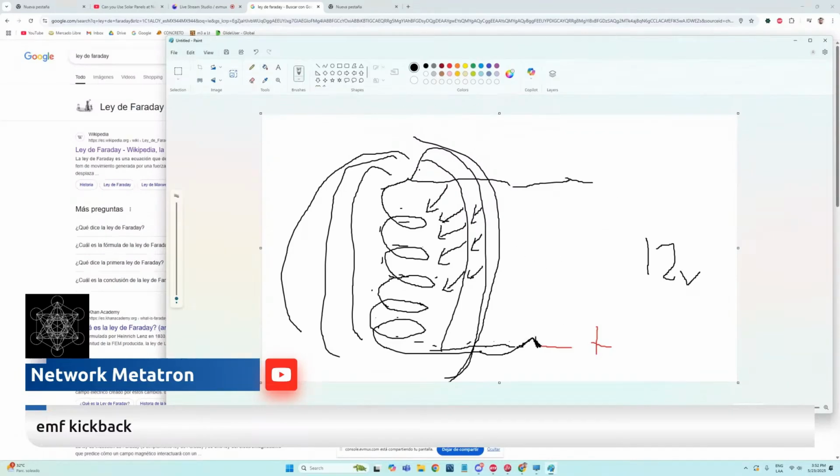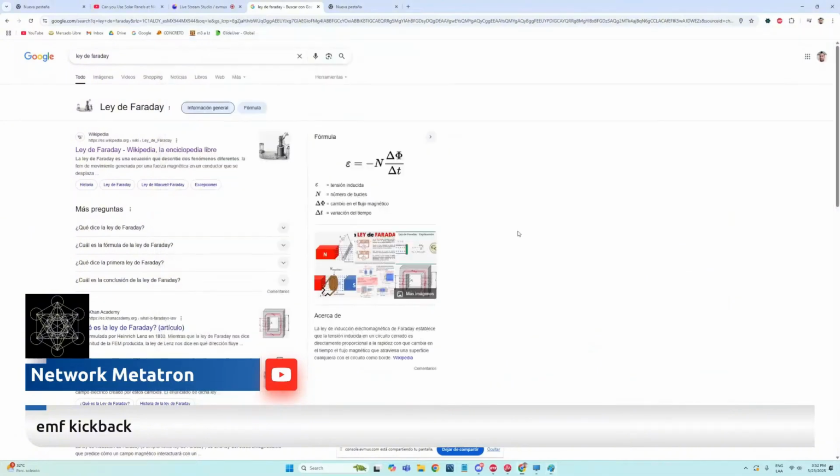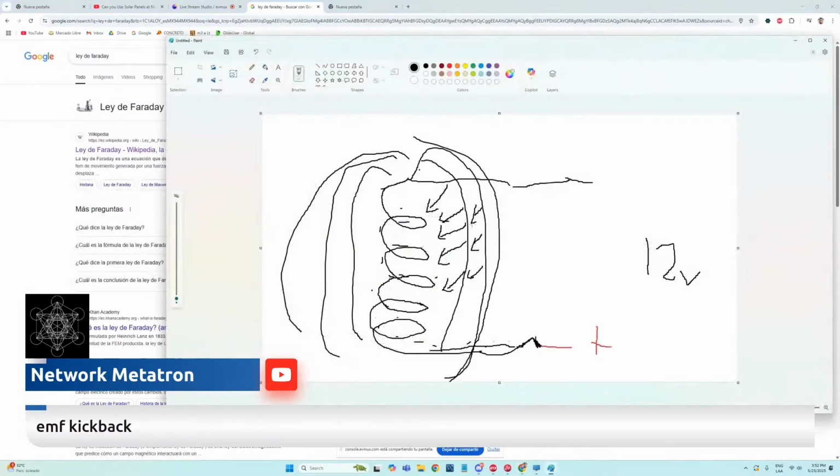When you look at the formula, it's saying that it's going to be the rate of change of the magnetic field against the time. So if we look at this example, at what velocity, how much time is it going to take to move this distance? Let's say that it's maybe, I don't know, 5 inches over here. So how much time will it take for the magnetic field to reach the coil? How long is it going to take to collapse?